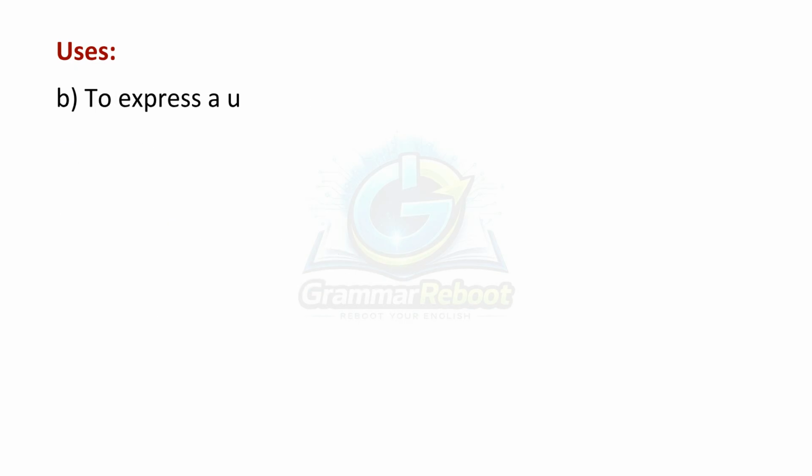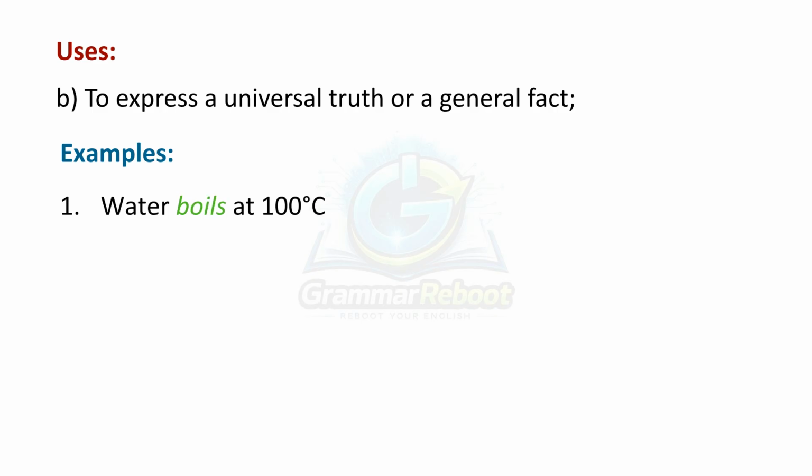Now let's move to the second use of the simple present tense. We use the simple present tense to express a universal truth or a general fact. A universal truth is something that is always true. It does not change with time. Let's look at the examples.